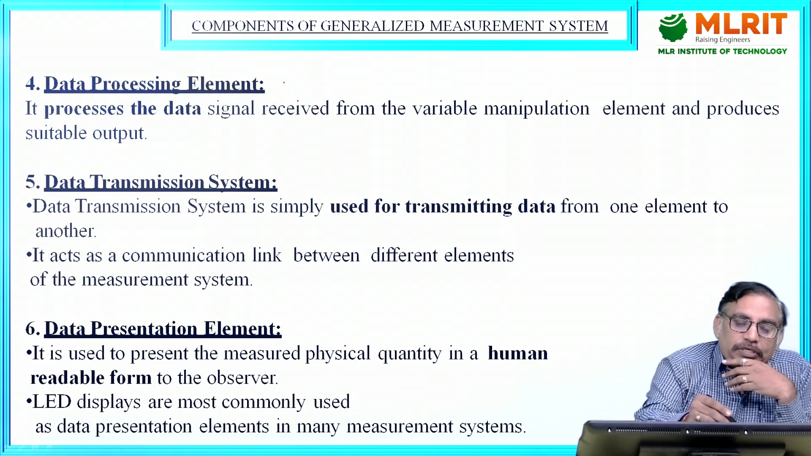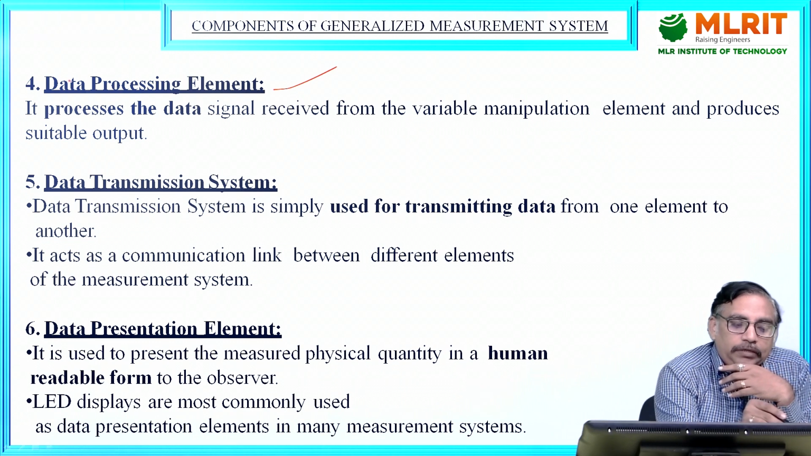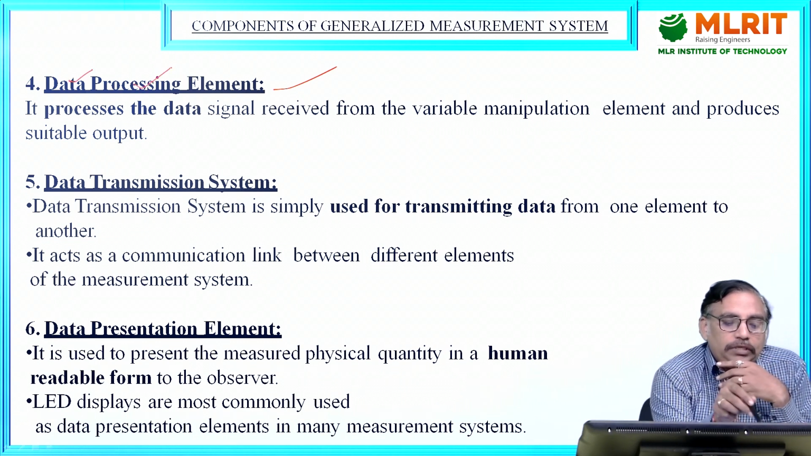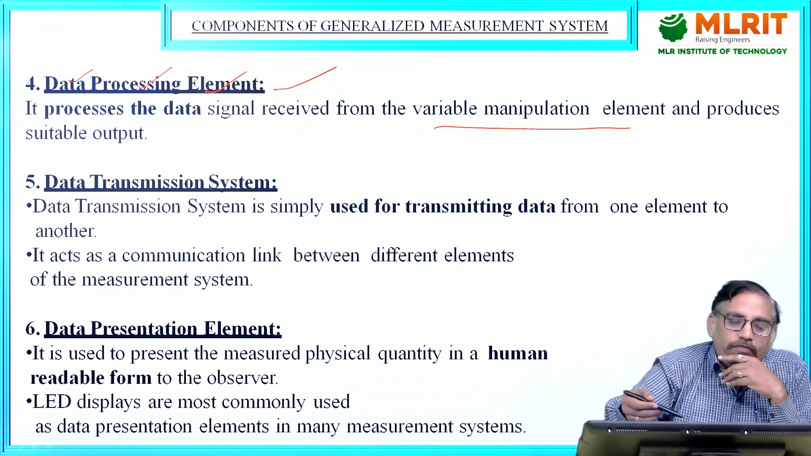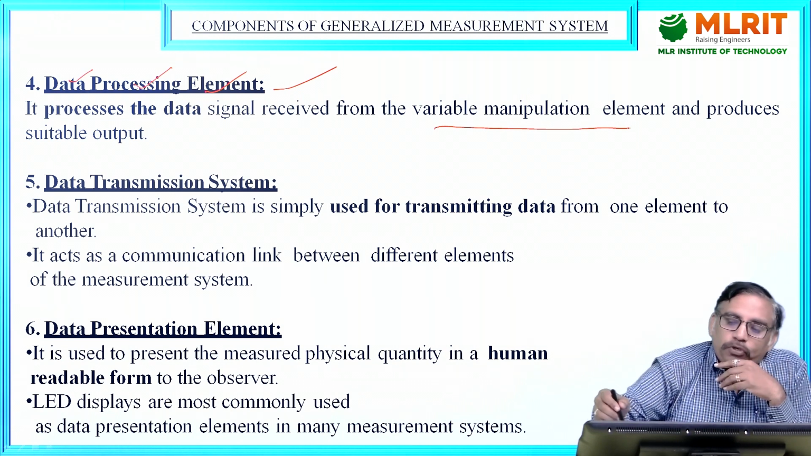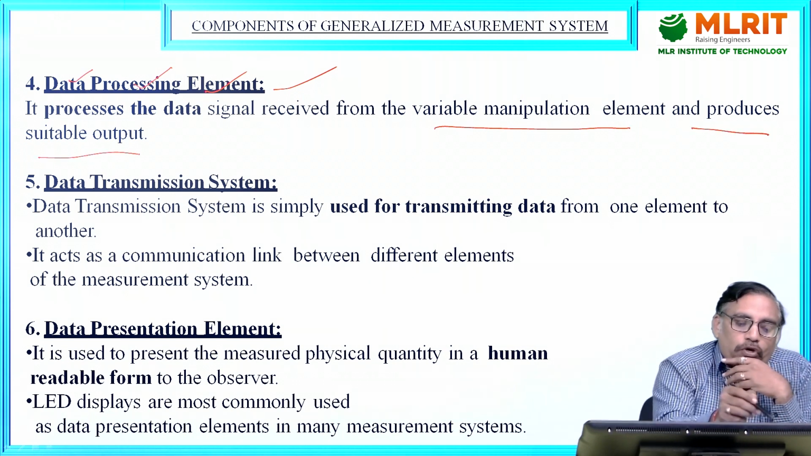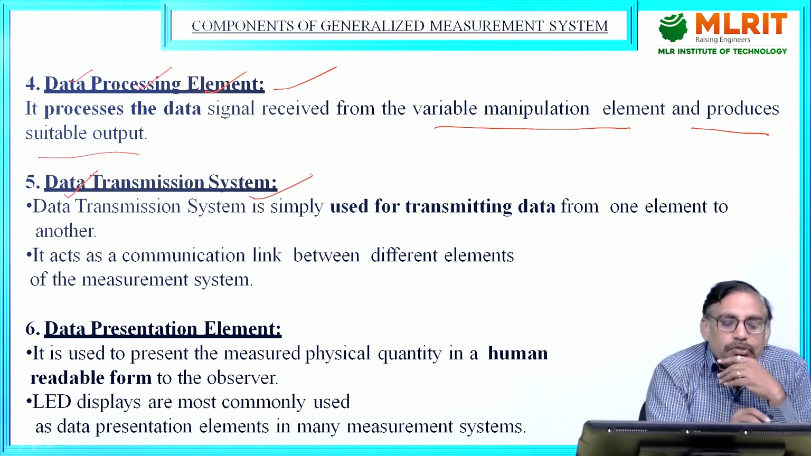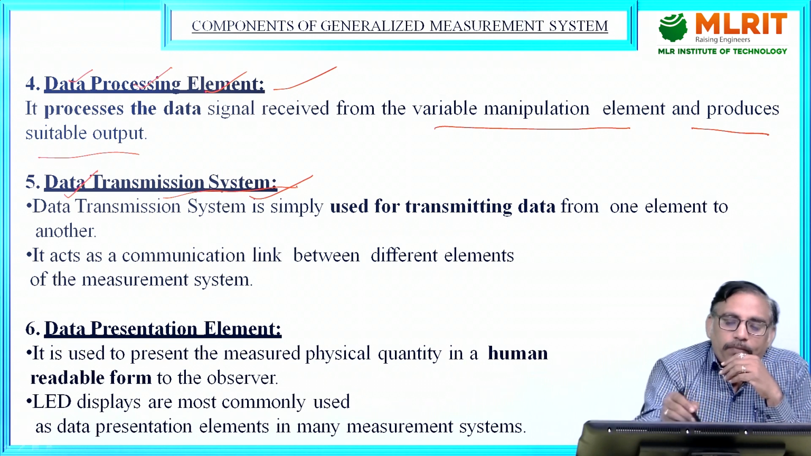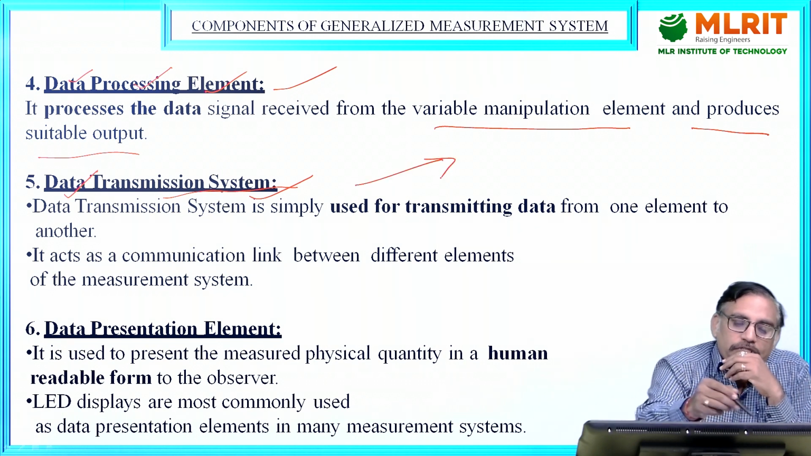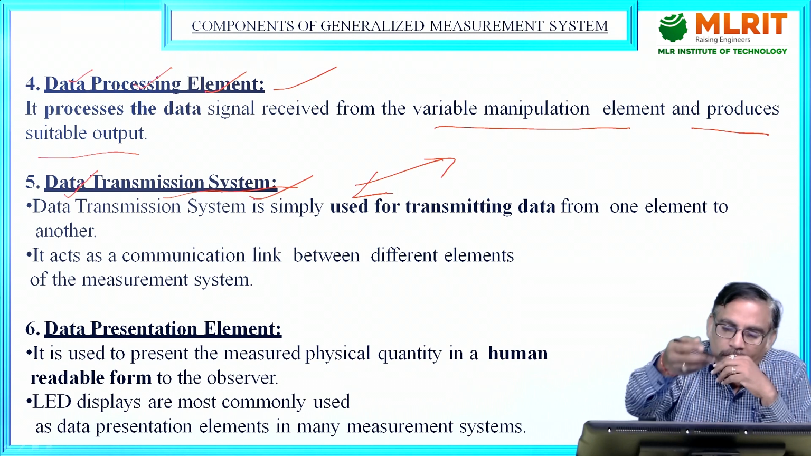Coming to data processing, as the name itself says, it will take the data, then process it, then send it. It processes the data signal received from the variable manipulation, which has already been manipulated in the previous step, and then it produces a suitable output. This output will be sent through the data transmission system. So this data transmission system is used for transmitting data from one element to another element, that is, from the processing element to transmission, from processing to manipulation element.